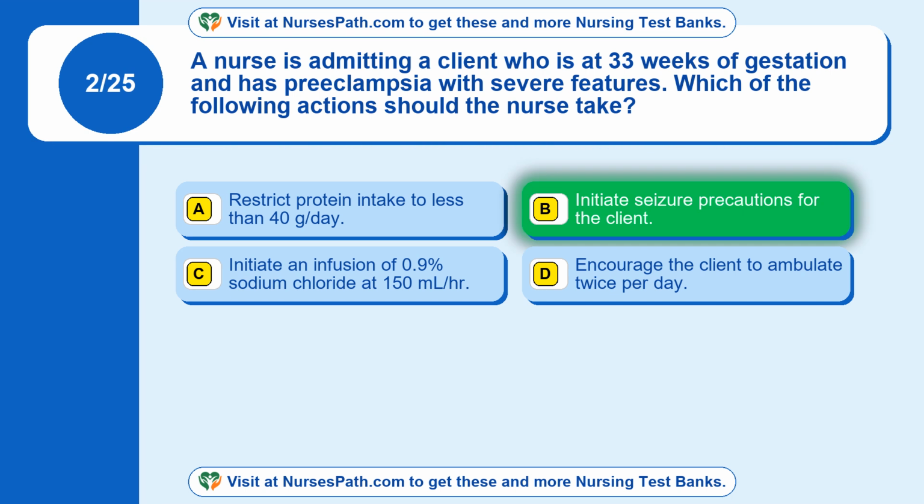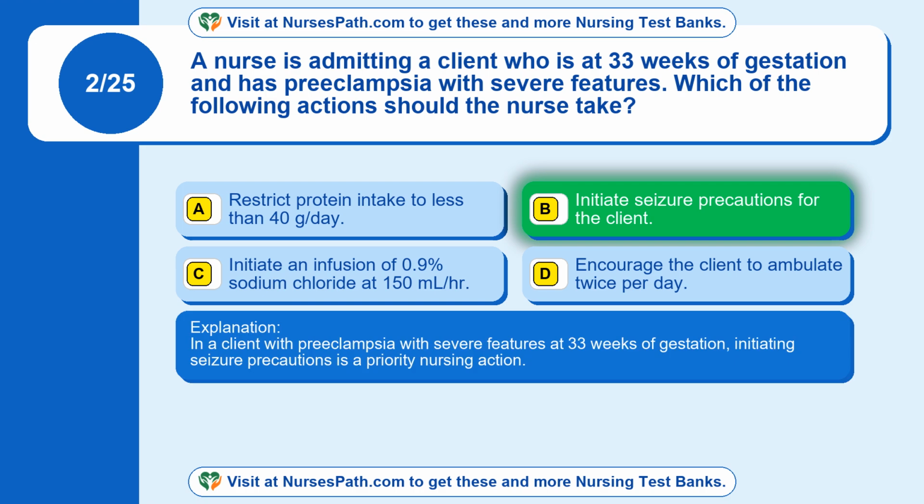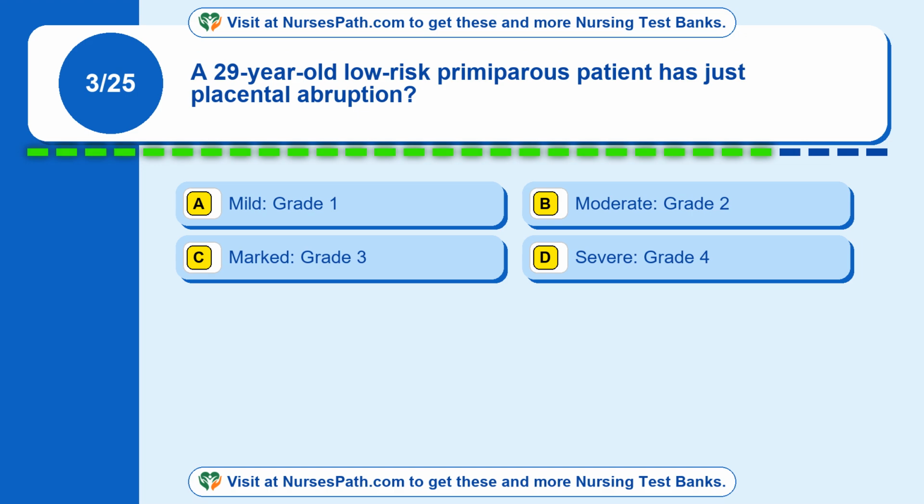The correct answer is option B. Initiate seizure precautions for the client. In a client with preeclampsia with severe features at 33 weeks of gestation, initiating seizure precautions is a priority nursing action. Question 3. A 29-year-old low-risk primiparous patient has just been diagnosed with placental abruption. How is it classified?